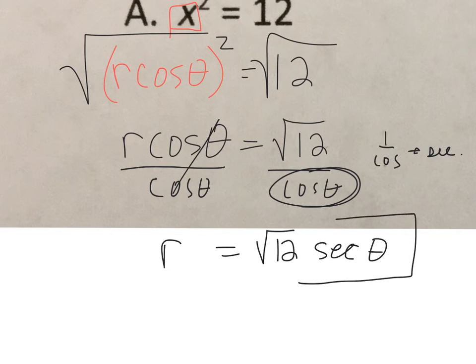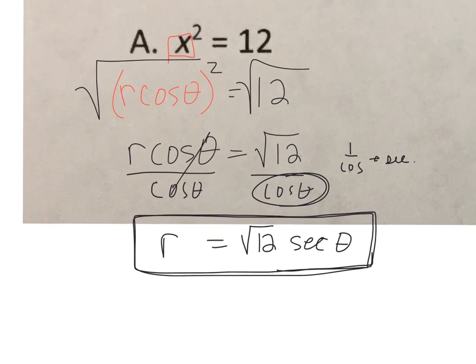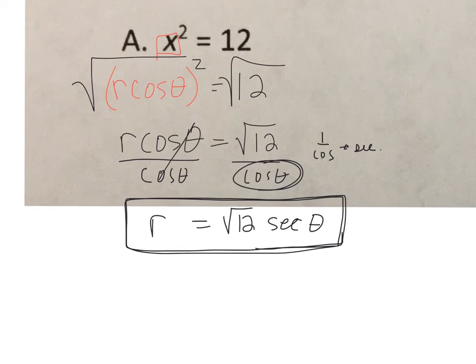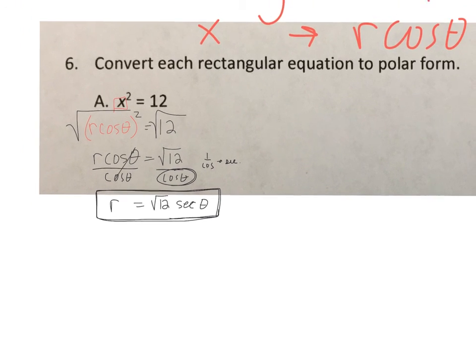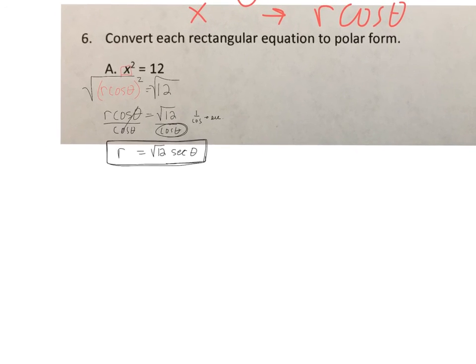Okay, that is how we get a polar graph of a rectangular x squared equals 12, which is, of course, a vertical line. So there are your two problems. One is a circle and one is a straight line.